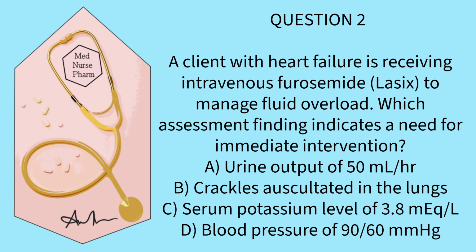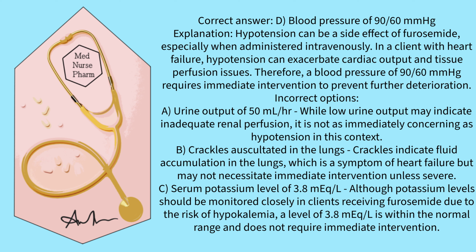If you chose option D, you are correct. Blood pressure of 90 over 60. Hypotension can be a side effect of furosemide, especially when administered intravenously. In a client with heart failure, hypotension can exacerbate cardiac output and tissue perfusion issues. Therefore, a blood pressure of 90 over 60 requires immediate intervention to prevent further deterioration.